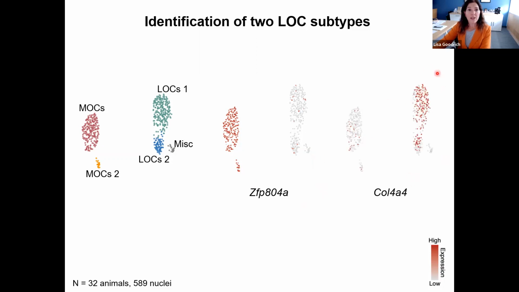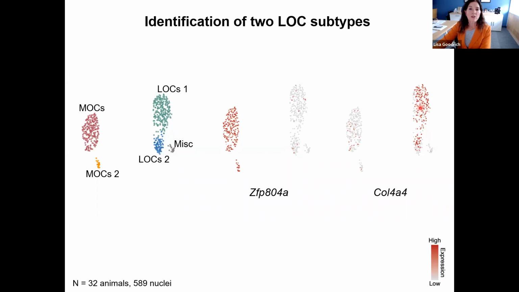This population over here, the LOCs, you can see actually came out into 2 very clear clusters. Again, there's a miscellaneous cluster that's too small for us to figure out. So let's look at these 2 clusters that really came out robustly and think about what this tells us about differences among the LOCs.